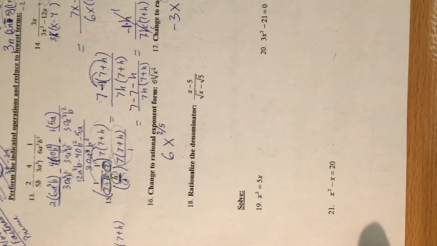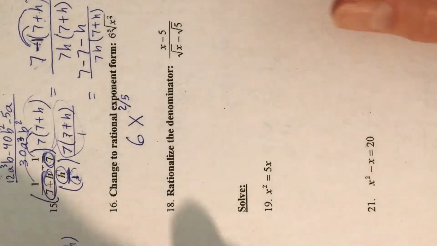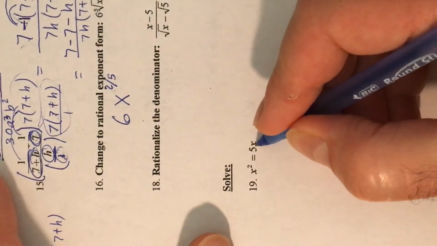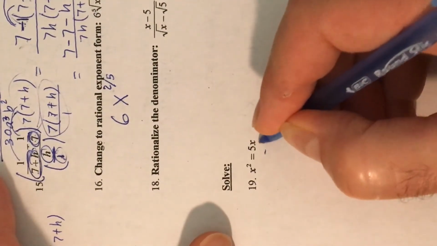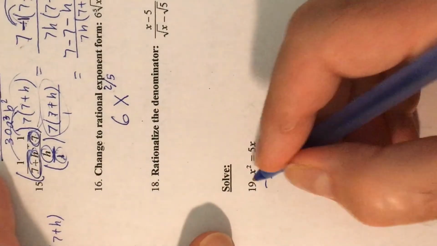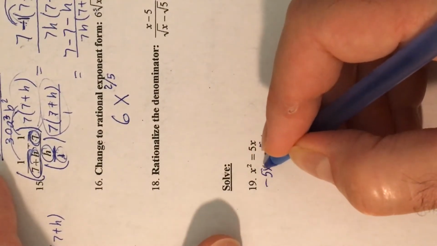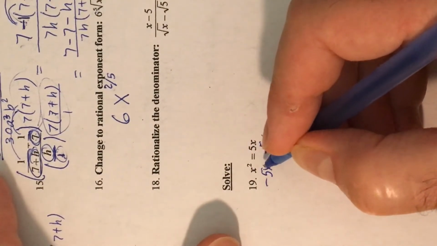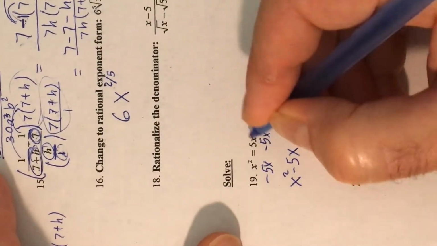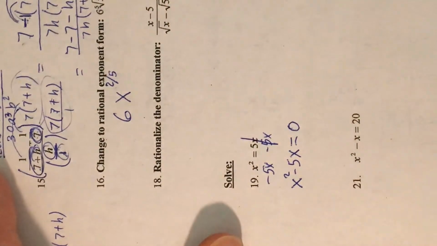The last 3 problems. Let's look at these equations that we are solving, such as number 19. The best way to do this is to move everything to one side. So I'm going to subtract 5x from both sides. Are these like terms? No, because even though they both have x's, this is not x to the power of 2. That's x to the power of 1. So it's x squared minus 5x. And what happens to these guys? Boom, they're canceled. So you get 0.